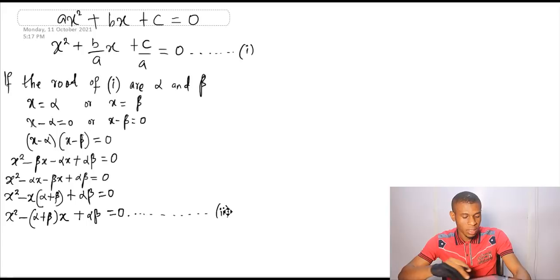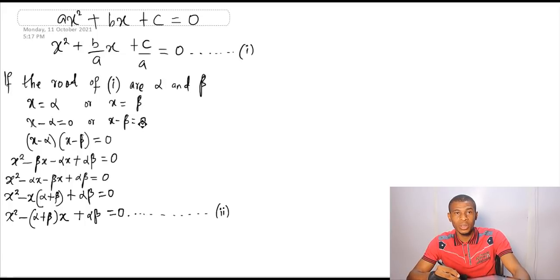Now we have used the roots alpha and beta. We don't know their value. We just call one of them alpha, and the second one beta. We used these two roots to derive a quadratic equation.